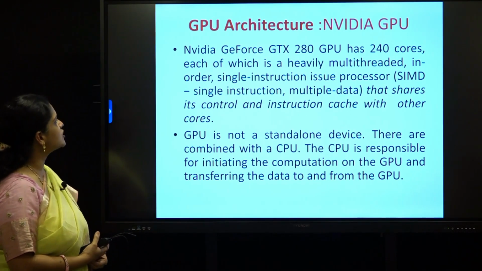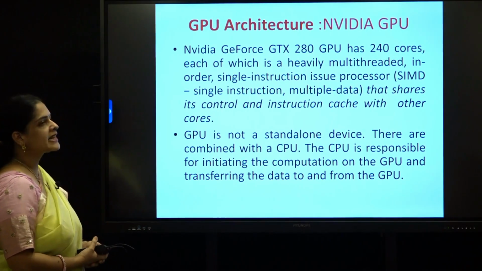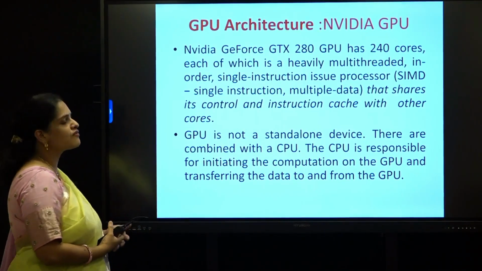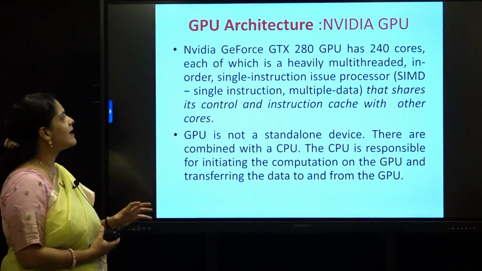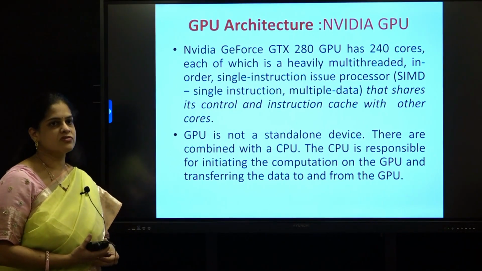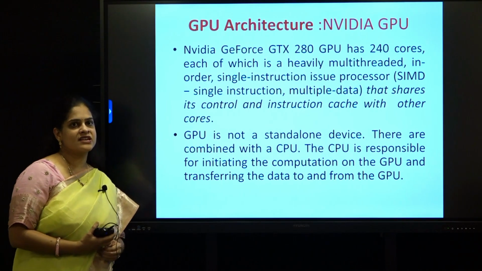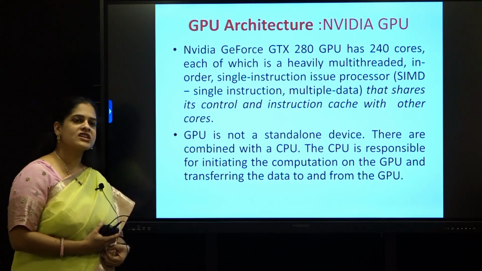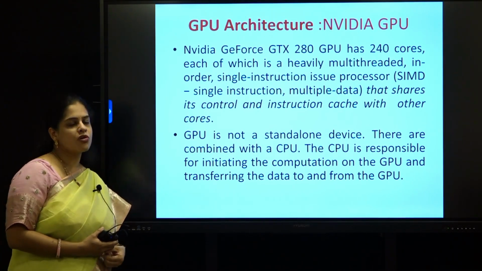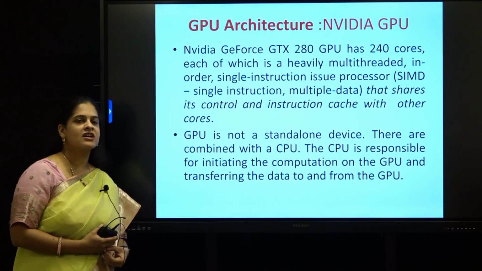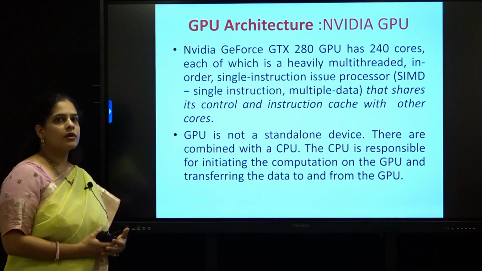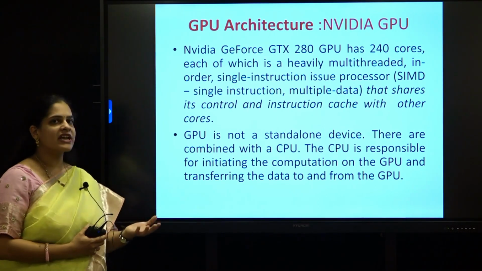If we see the NVIDIA GeForce GTX 280 GPU, it contains internally 240 cores present in its hardware, each of which is heavily multi-threaded, and it implements the concept of single instruction multiple data stream. In Flynn's taxonomy, single instruction multiple data stream is implemented where a single instruction runs on multiple sets of data. So it has internally 240 cores. A core is nothing but a functional unit or ALU present internally in your hardware. If you have 240 cores, it is capable of performing computations 240 at a time.